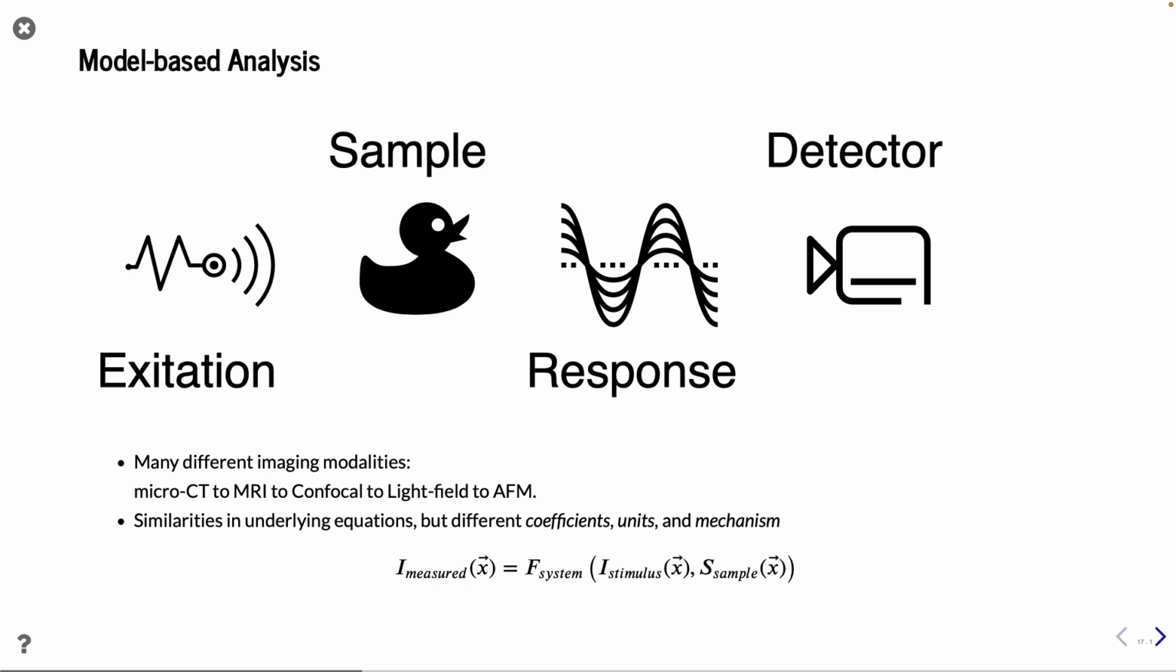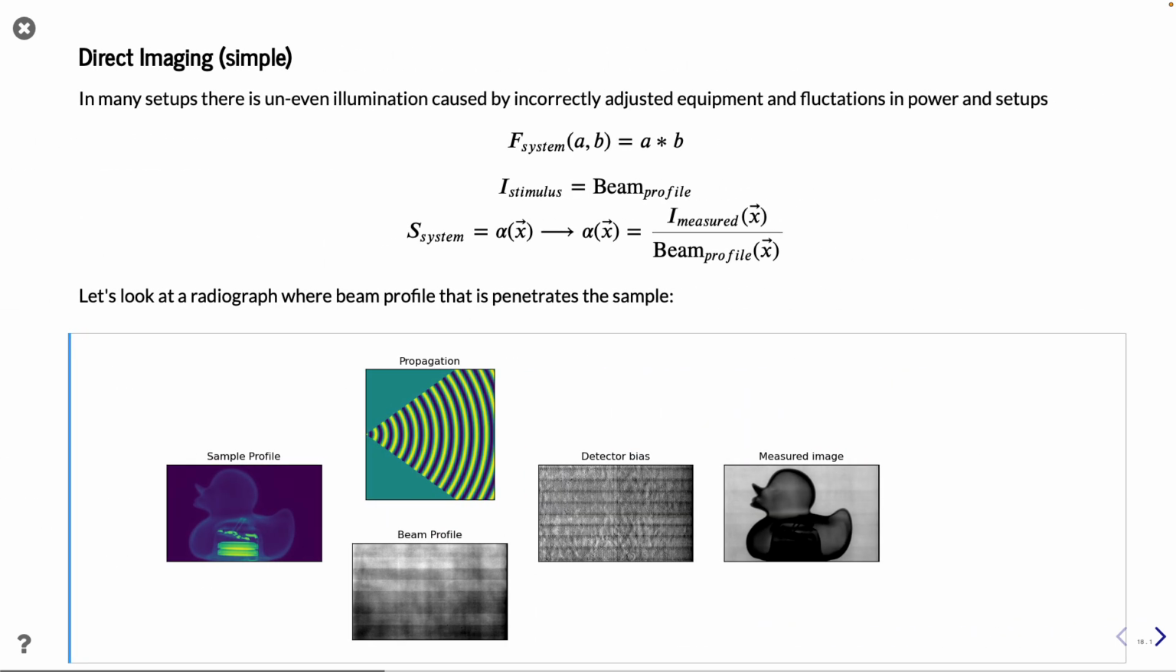Our basic model is that we have the system with some excitation. We have a sample that produces a response, which is captured by the detector. And yeah, this is a bit of a repeat from previously. Looking at it in more detail, we may have our original expected sample image. That is what we put in the beam. Then we have some propagation through it. We have a beam profile.